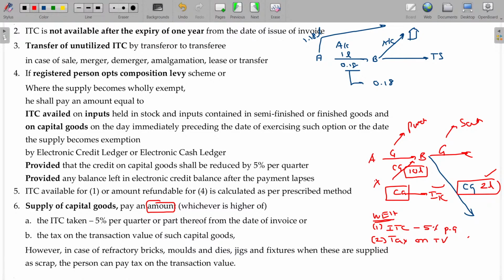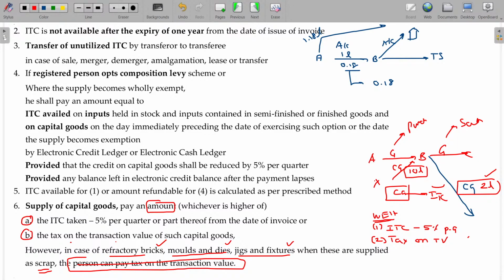Pay an amount, whichever is higher of ITC taken minus 5% per quarter or part thereof from the date of invoice, and tax on the transaction value of such capital goods. Between these two, whichever is higher. However, in case of refractory bricks, molds and dies, jigs and fixtures, when these are supplied as scrap, the first condition will not be applicable. Only the person can pay the tax on the transaction value. All these things are scraps only.